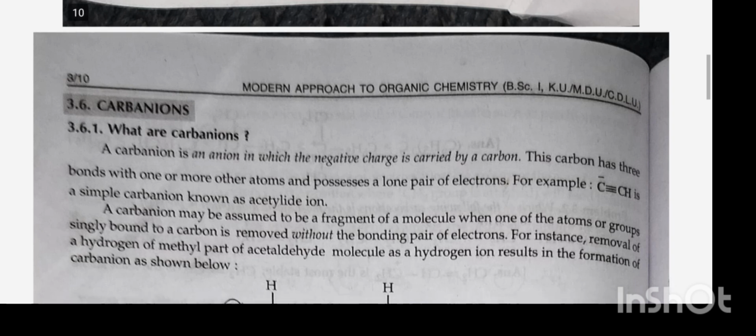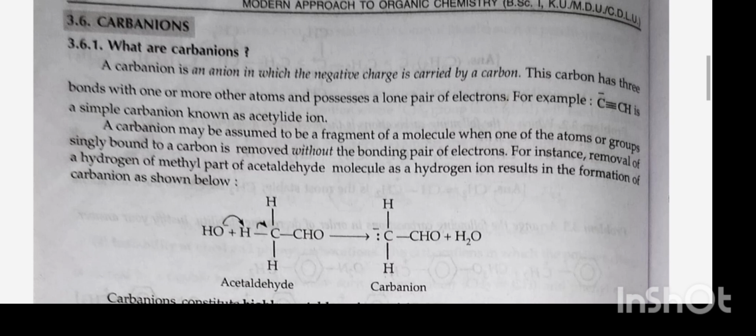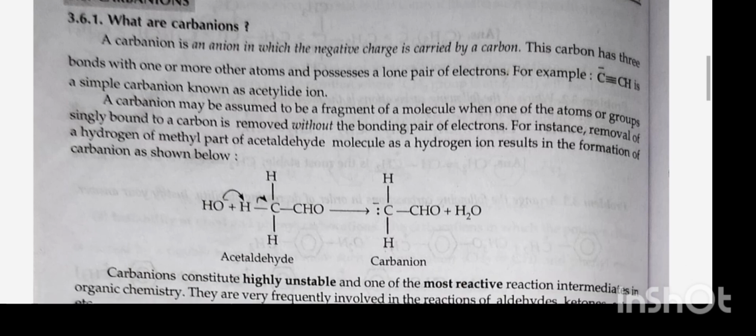A carbanion may be assumed to be a fragment of a molecule when one atom or group single bonded to a carbon is removed without the bonding pair of electrons. For instance, removing a hydrogen ion from the methyl part of an acetaldehyde molecule results in the formation of a carbanion as shown below.